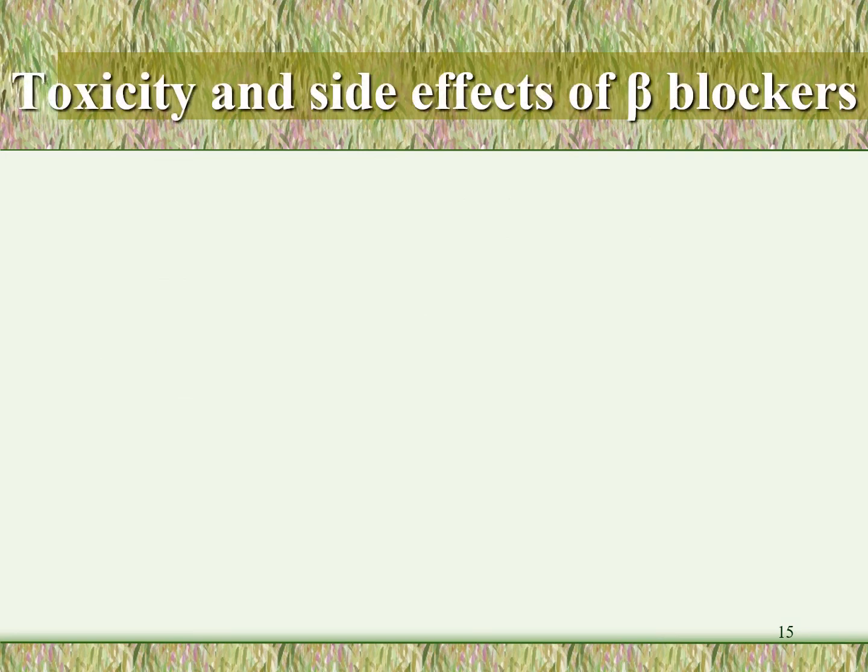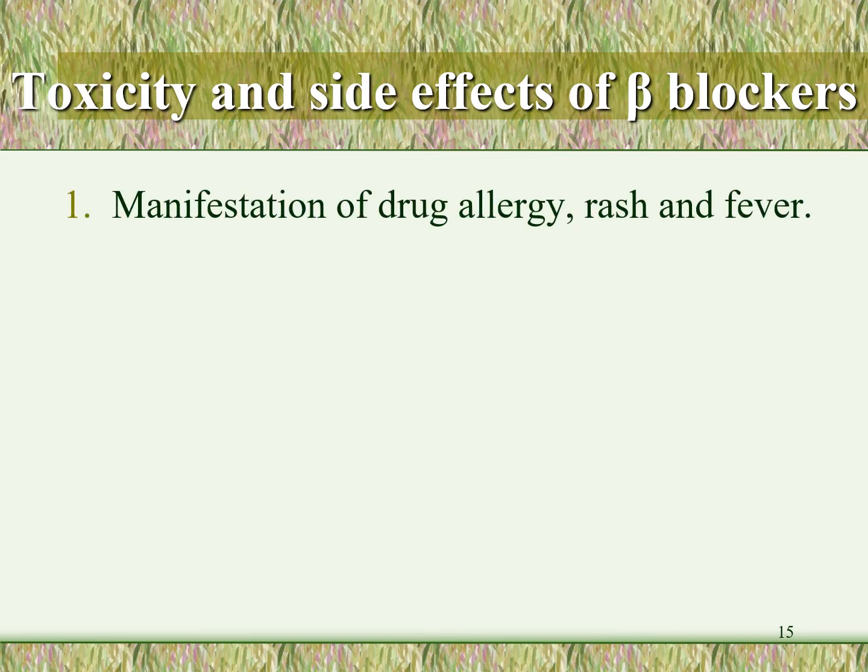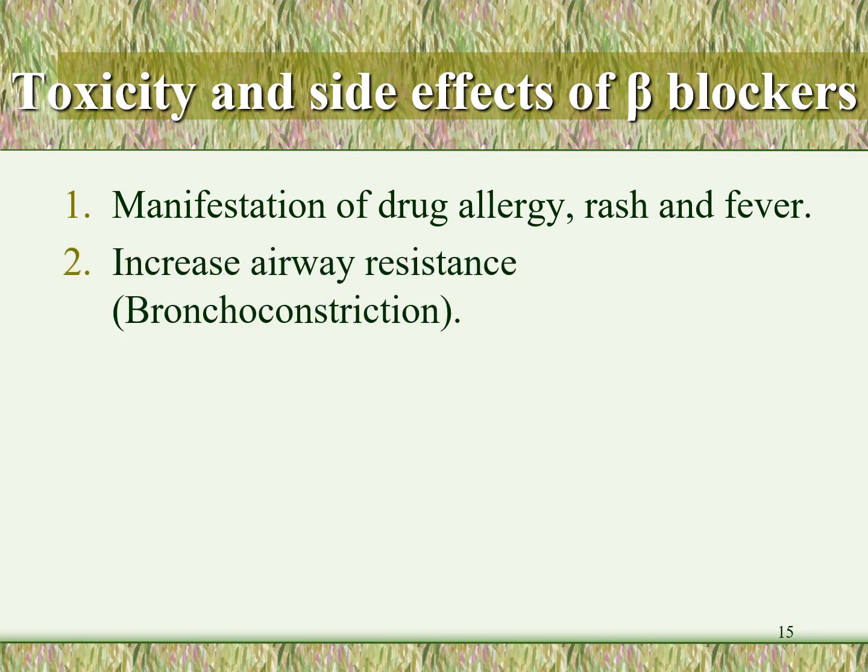Last, we'll talk about the toxicity and side effects of beta blockers. First, manifestation of drug allergy, rash and fever. This can occur with beta blockers, and a lot of drugs can cause drug allergy. Increase in airway resistance, bronchoconstriction, so beta blockers should be used cautiously or sometimes are contraindicated in patients with asthma, because this can lead to bronchoconstriction and can lead to an asthma attack in a sensitive patient.